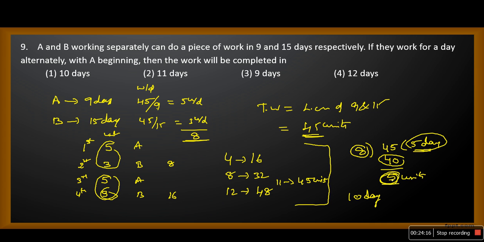On the 11th day who has to do? A has to do, because A starts. A is doing the first day, third day, 5th day and so on. On the 11th day A has to do. Now A is doing how many units per day? 5 units per day. So A will complete these 5 units on the 11th day. So one more day it will take. The answer is 11 days. So option 2 is the answer.